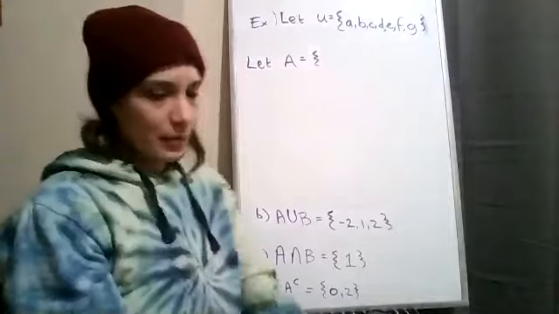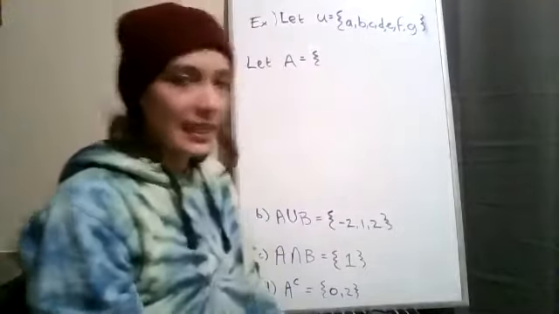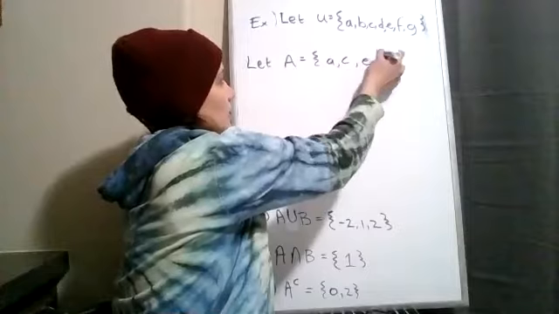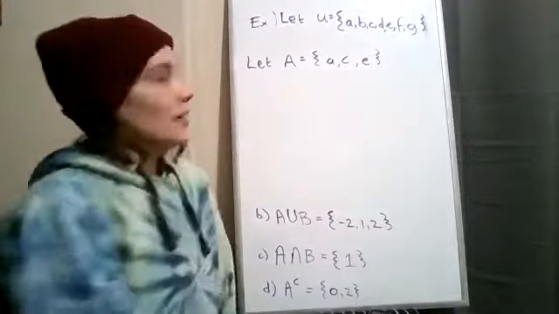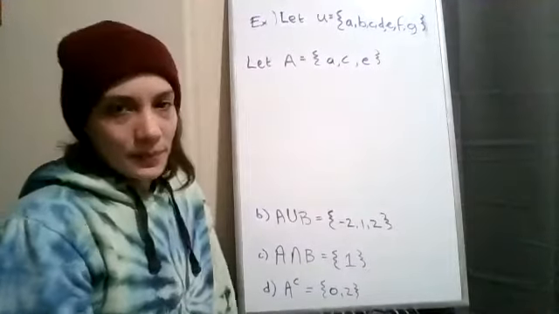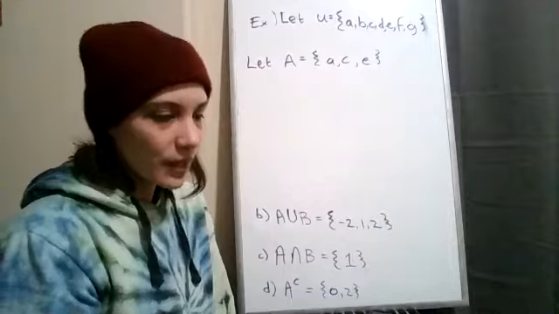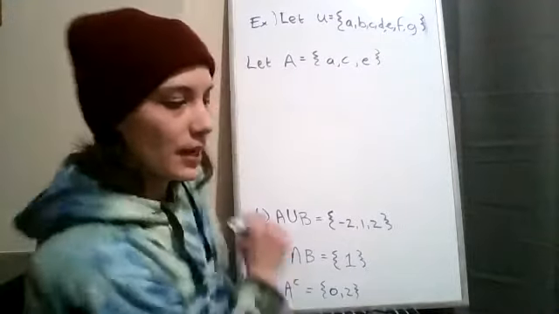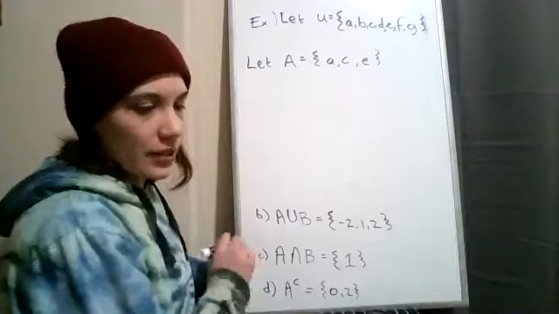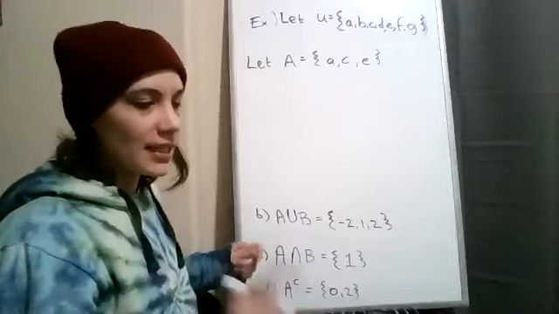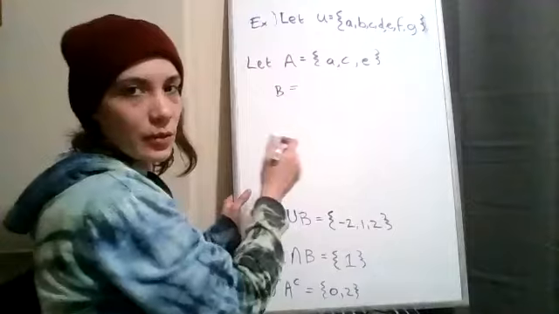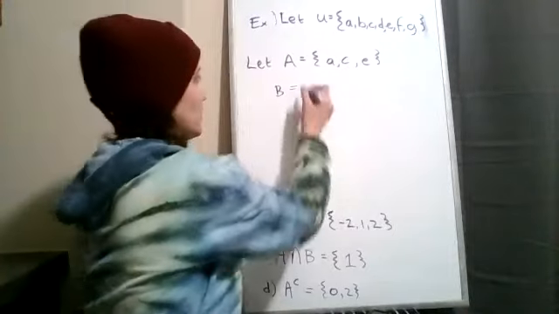Okay, in A, I put the elements A, C, E. B contains A, E, H. Actually, I put A, B, E, H. Oh, there is no H. Cool. A, B, E, G.